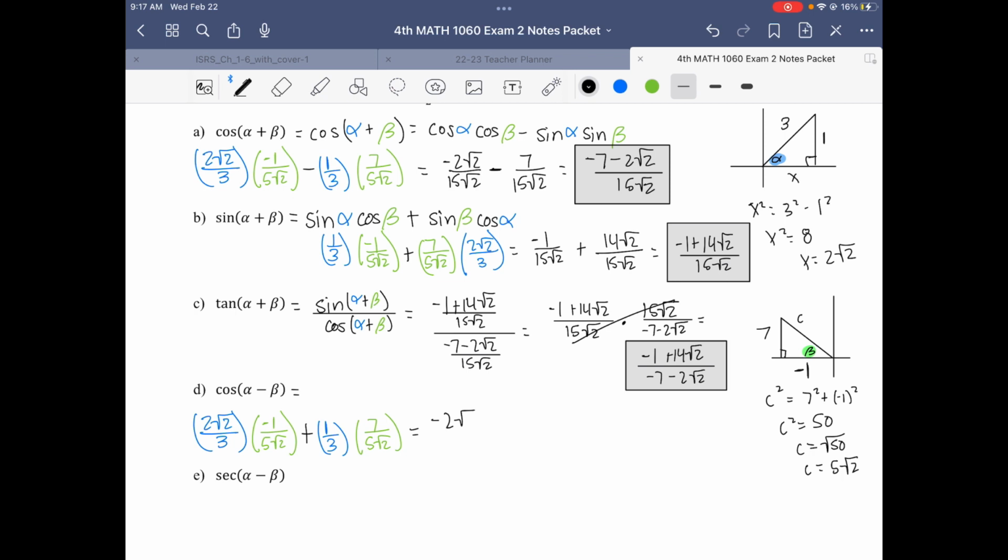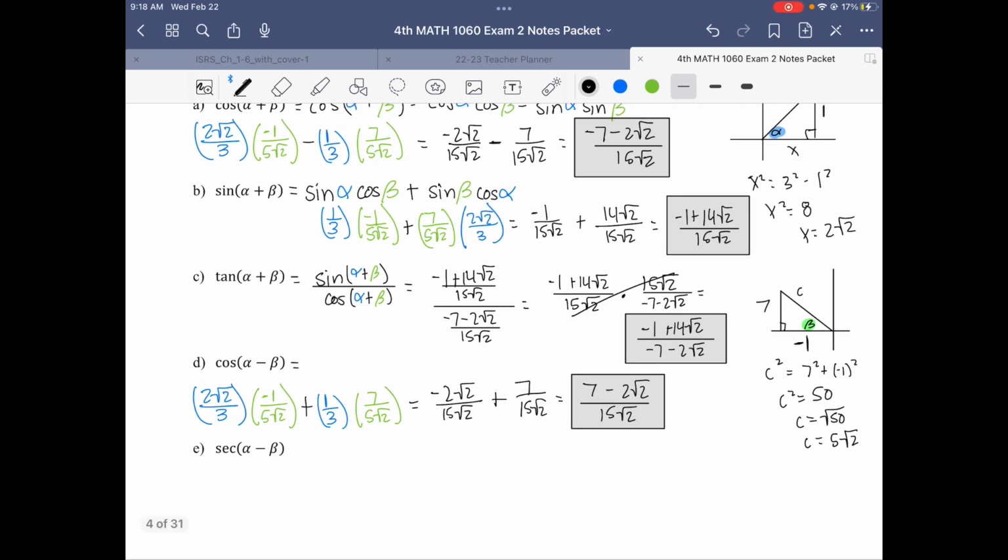And again, we already have all these values. So -2 square roots of 2 over 15 root 2 plus 7 over 15 root 2. Okay. So then we're just going to get 7 minus 2 square roots of 2 over 15 root 2. So it really only changes the sign in front of that 7. Okay.